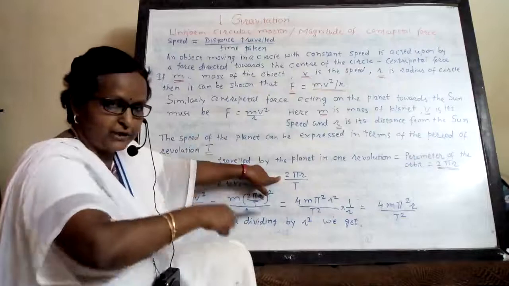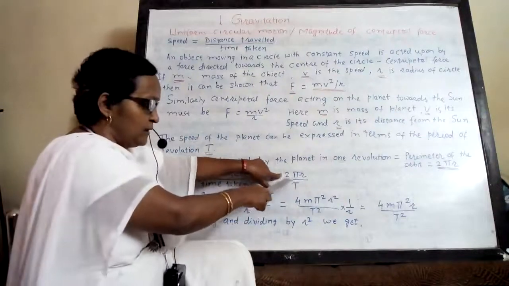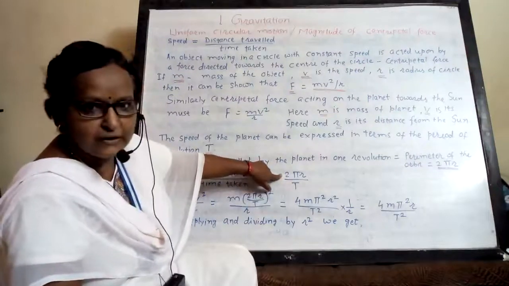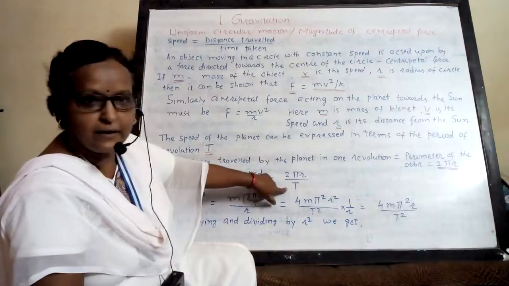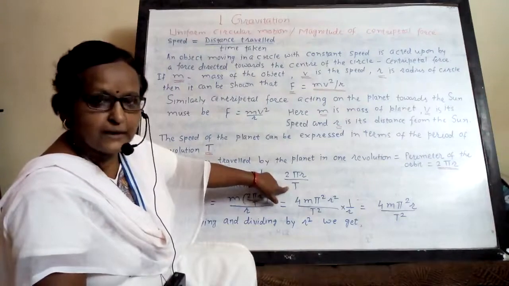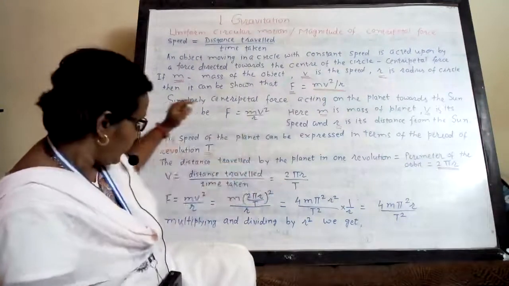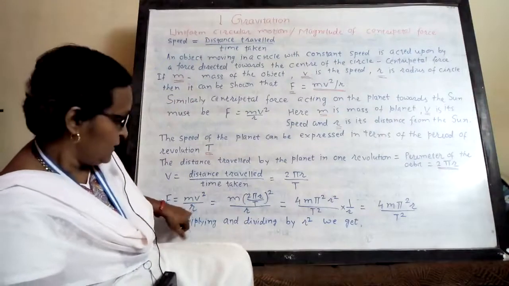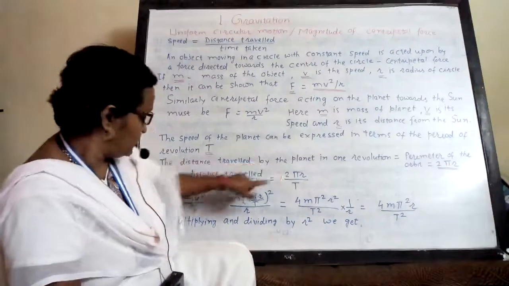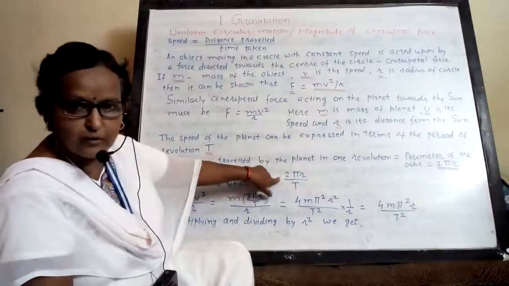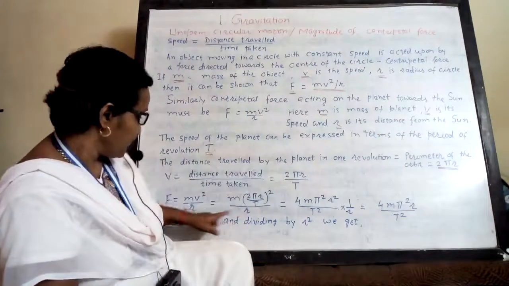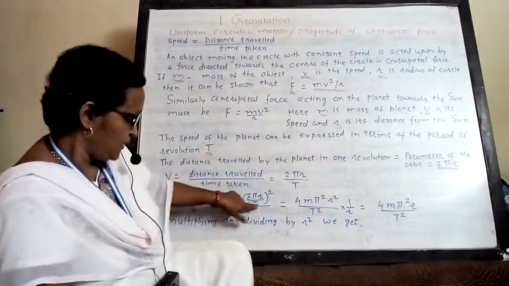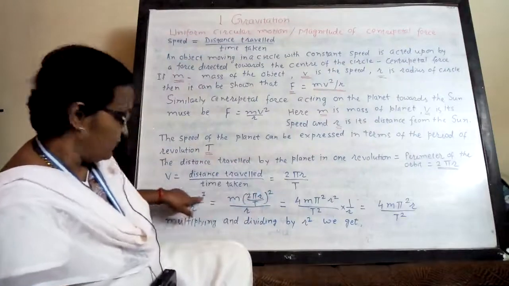In one revolution, it covers a distance equal to the circumference, divided by the time taken for one revolution. Now F is equal to mv squared upon r, and we have to put in the value of v. v is equal to 2 pi r upon t. So m as it is, and v is 2 pi r upon t, whole squared.